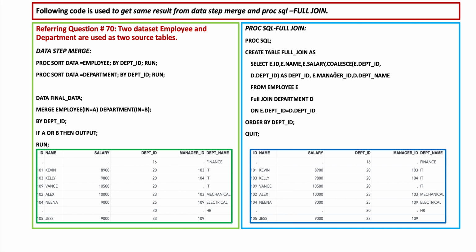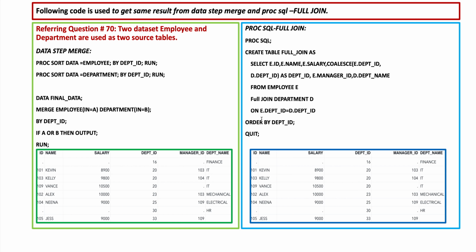In this code, we have used the coalesce function. The coalesce function is a function which can take one or more arguments, and it returns the first non-missing value. We use the order by statement because in the data step merge, the final dataset is sorted by department ID. That's why, to generate the same result, we have to sort the final data by department ID, so we use the order by statement to sort the data.